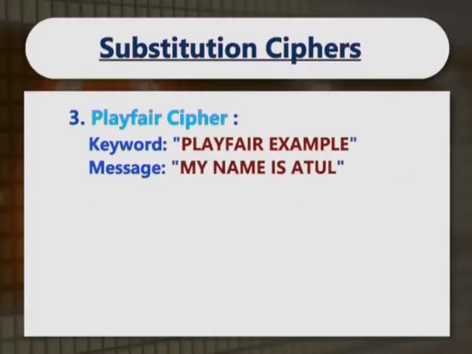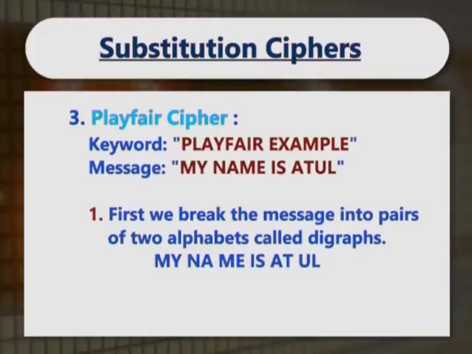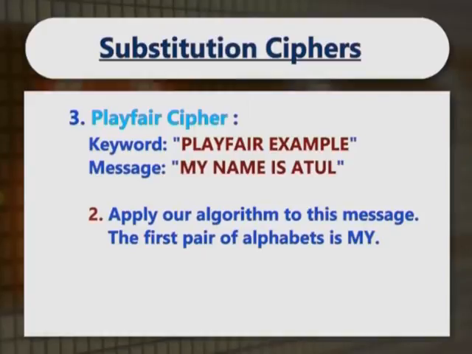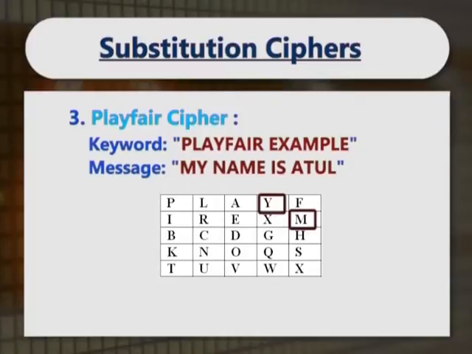Now, we go back to our example. Our keyword is Playfair example and our message is my name is Atul. Now, let us see how encryption happens in the Playfair cipher. First, we break the message into pairs of 2 alphabets called digraphs. Then it becomes MY, NA, ME, IS, AT and UL. Now, we apply our algorithm to this message. The first pair of alphabets is MY. Look at the matrix. We see that alphabets M and Y do not occur in the same row or column. Therefore, we need to apply step 4 here.